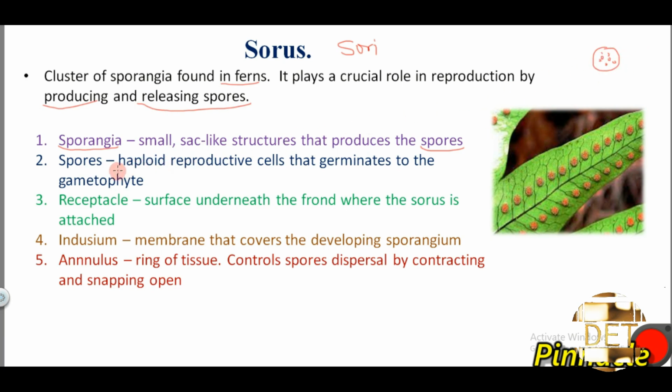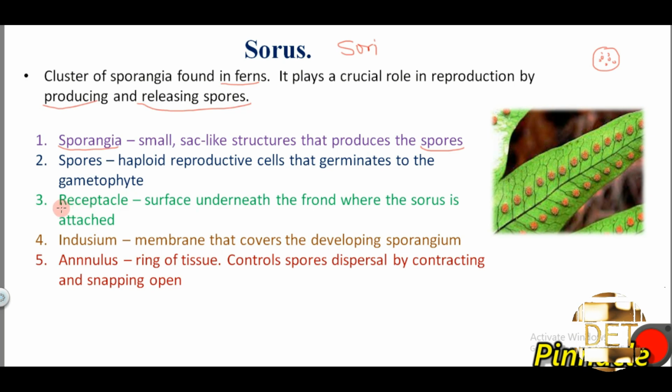Inside the sporangia. So the spores are usually haploid reproductive cells that germinate into the gametophyte generation. So when meiosis occurs in the sporangia, it produces haploid spores, right? That then, when they are dispersed, germinate into the gametophyte plant.